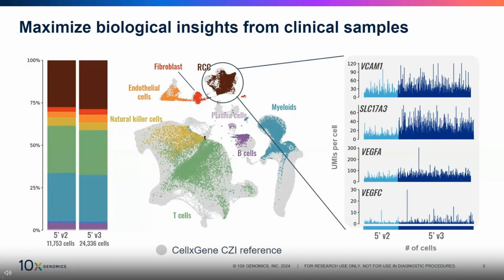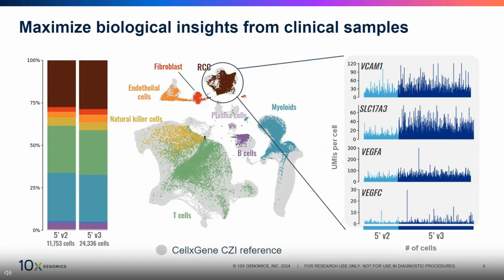In addition, we're able to get more insights from our samples through the greater throughput that we see from this particular change in technology. So on the left-hand side, we can see a stacked bar graph showing the different cell populations that are present in a renal cell carcinoma sample, comparing our previous generation technology, 5' V2 Next GEM, with our next generation technology, GEM-X V3. We can see the relative abundance of cell populations that are there are very similar, but what we see are significantly more cells in this V3 GEM-X technology. And if we zoom in specifically on the cancer cells, the renal cell carcinoma cells, we can then also look at the gene expression changes.